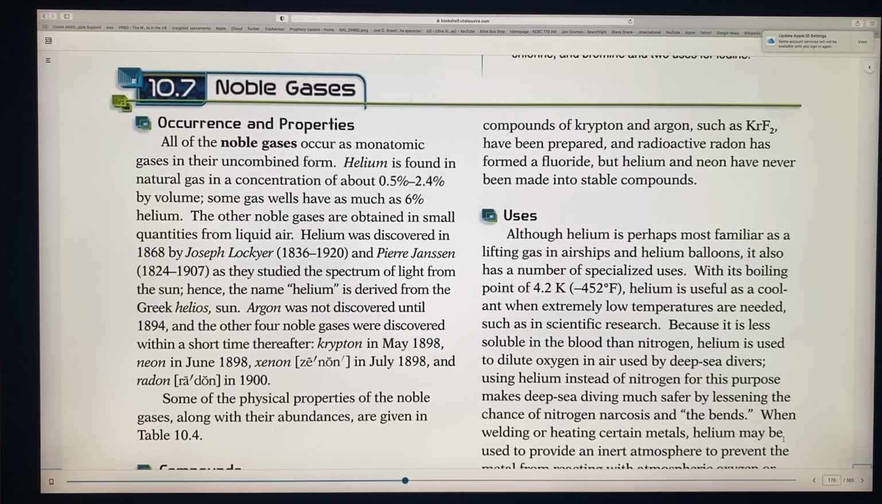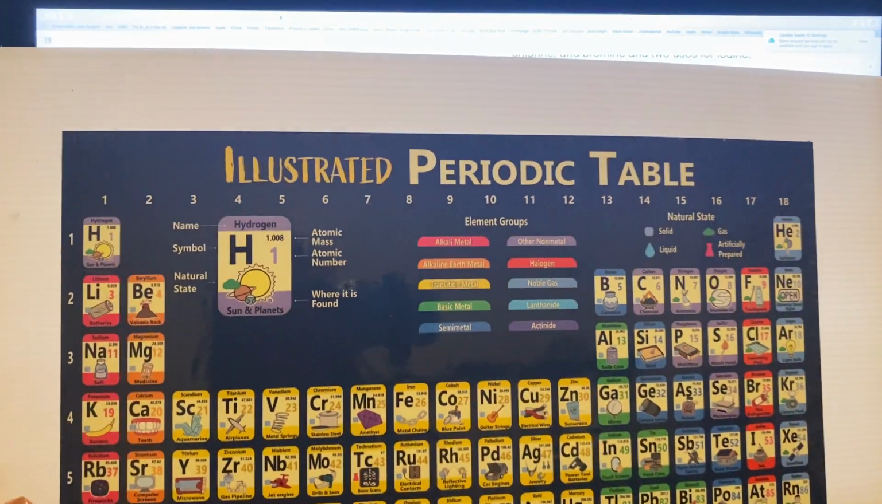The last section of chapter 10 in your chemistry book, section 7, is on noble gases. These are very important. These gases are very unreactive. They don't react very easily because their last electrons are full in the last shells, and we went over that before. But let's look on the periodic table where these noble gases are.